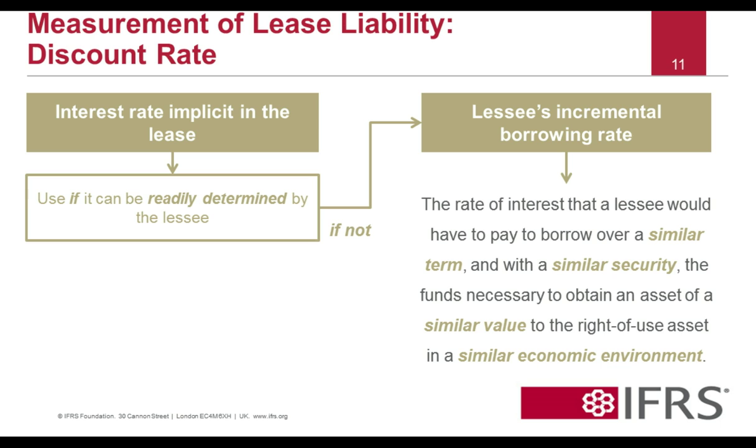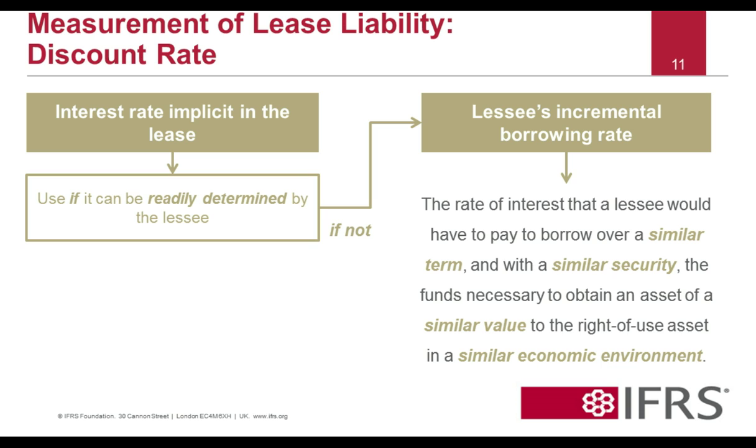However, in pricing the contract, a lessor will generally factor in the residual value of the asset that it expects to get back at the end of the lease term, as well as any initial direct costs that it incurs. So if they are relevant, then these also need to be taken into account in arriving at the rate implicit in the lease.